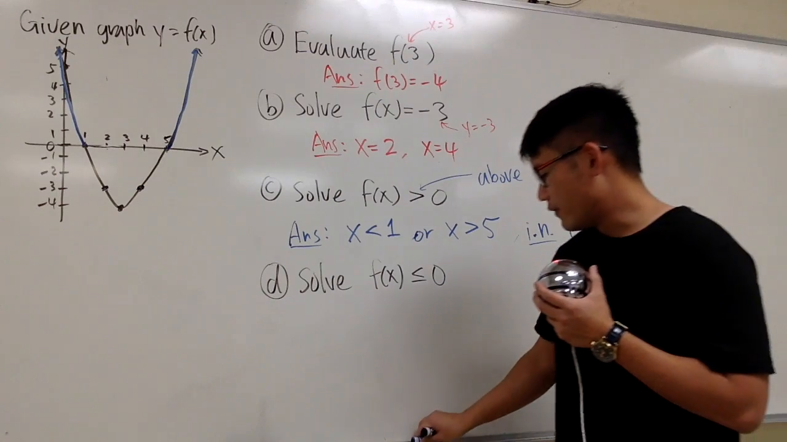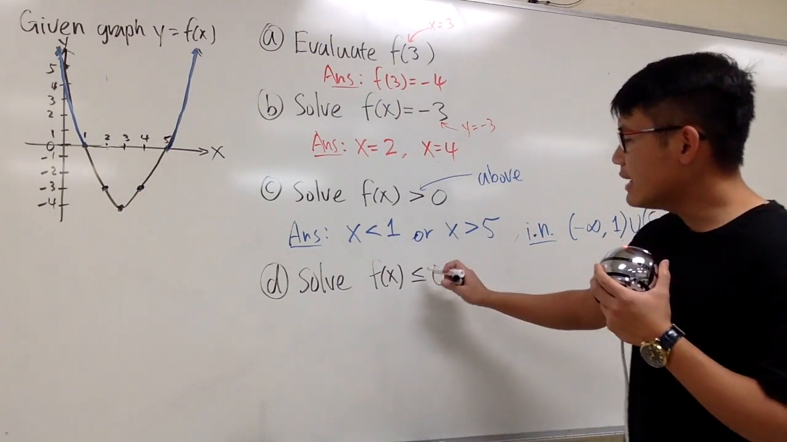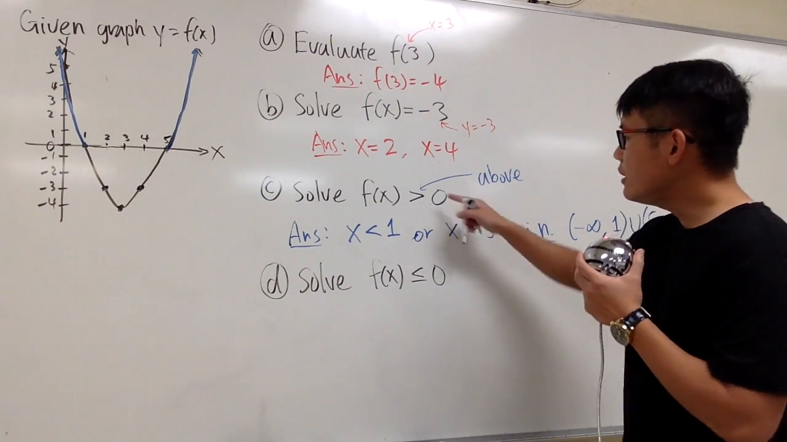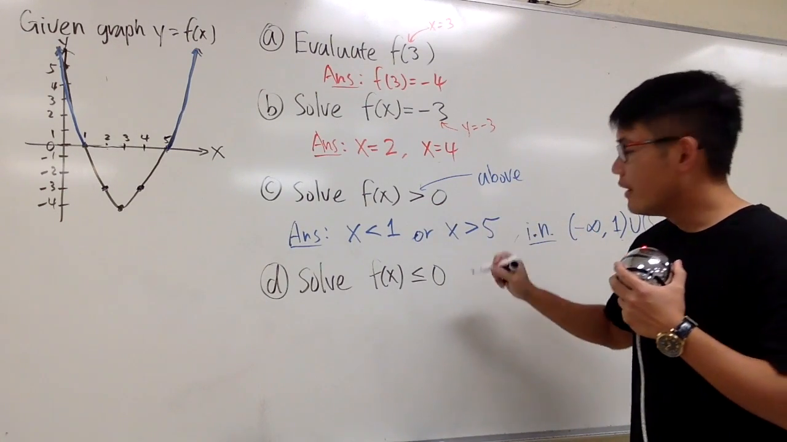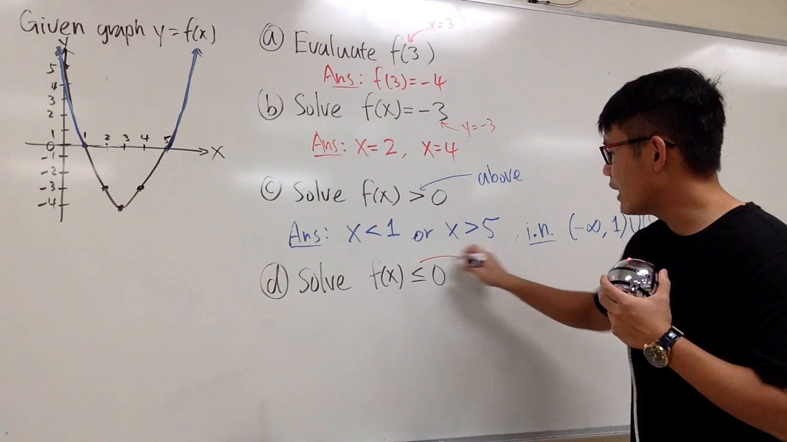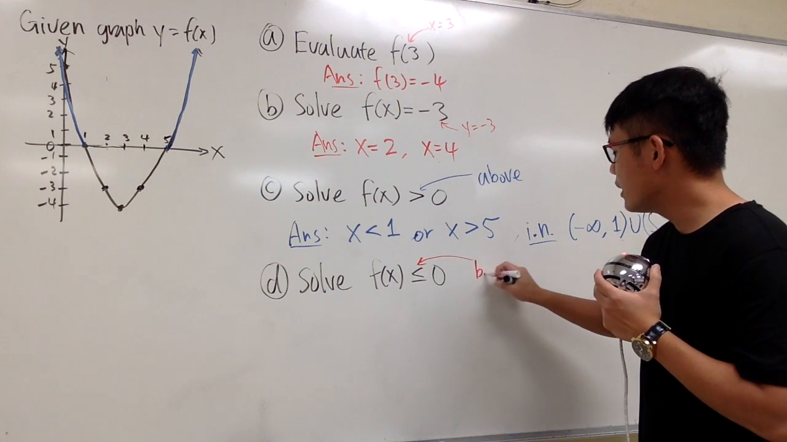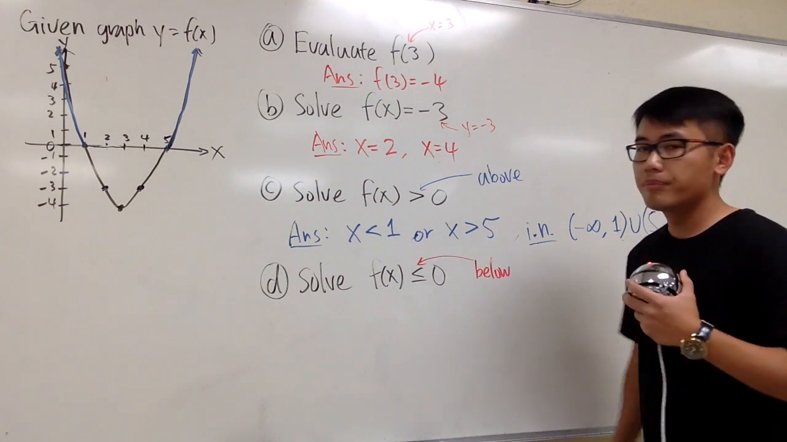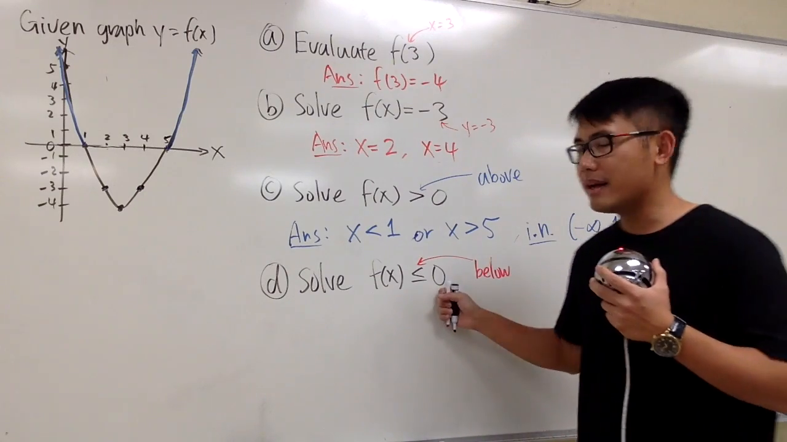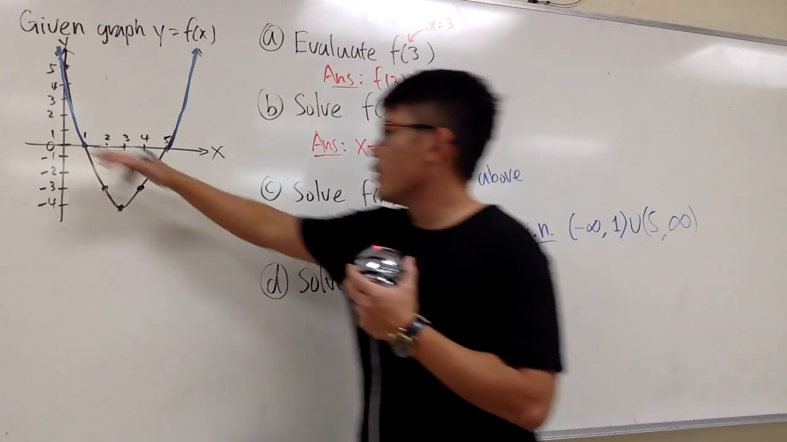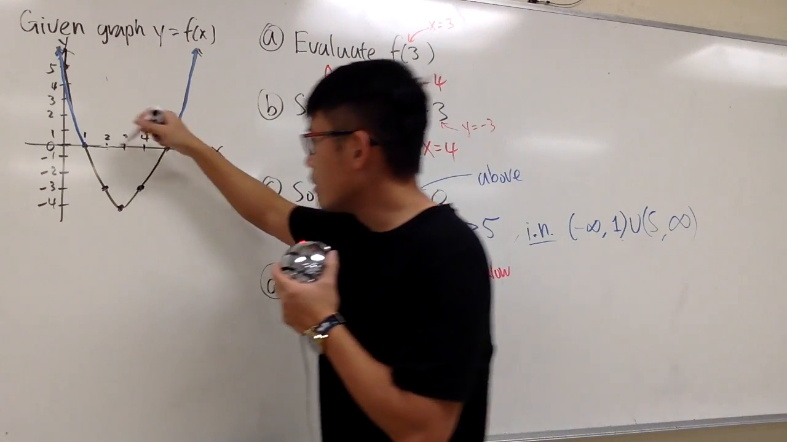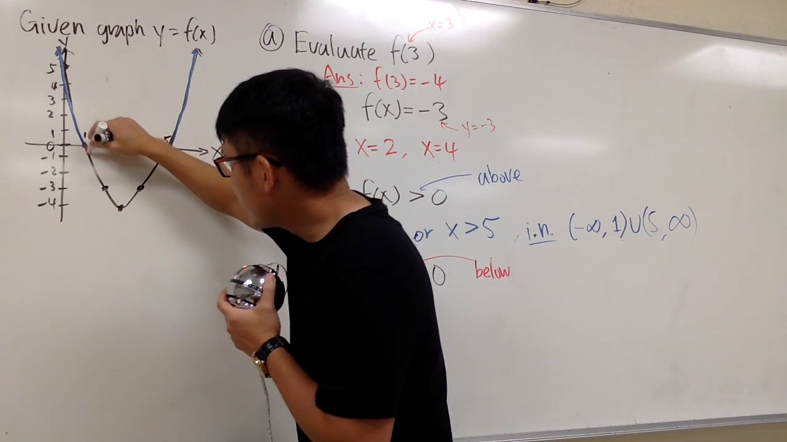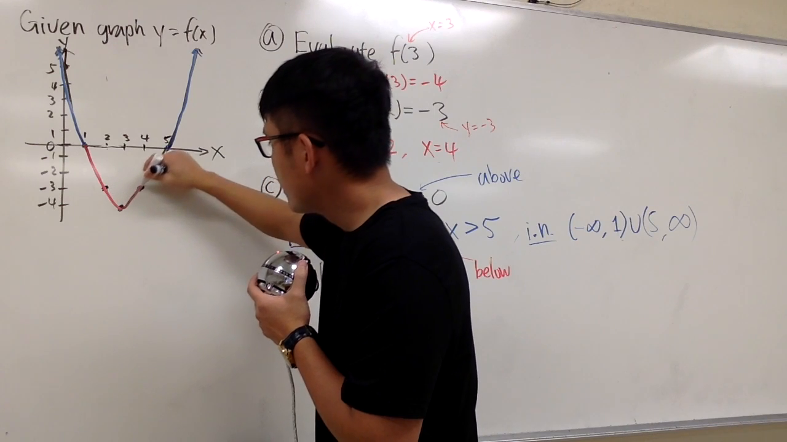Last part, we are going to solve for f of x is less than or equal to 0. Earlier, when we had a greater than, we were associating that with above. Now, this time, of course, when we have a less than, this means we are going to go down below. Below what? Below y equal to 0. So, y is 0 right here. We are going to look at the portion that's down below. Namely, from here to here.